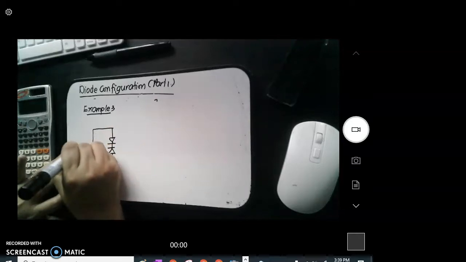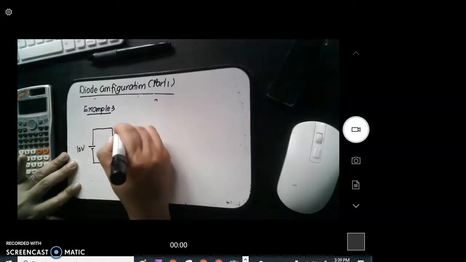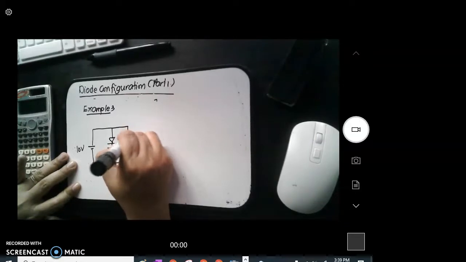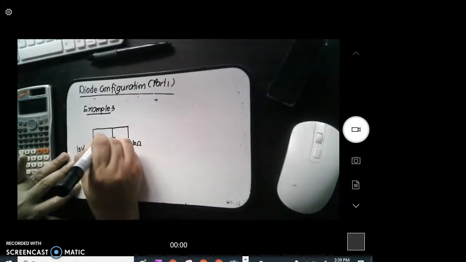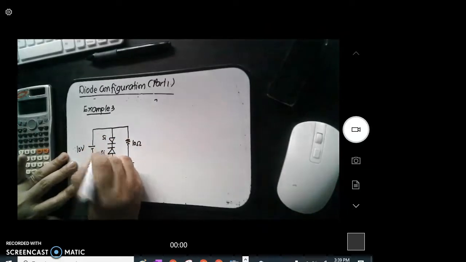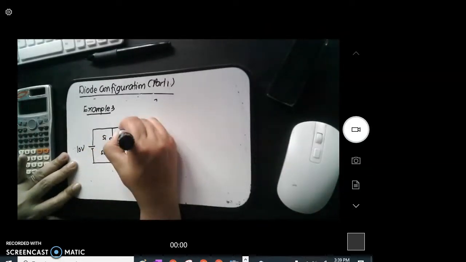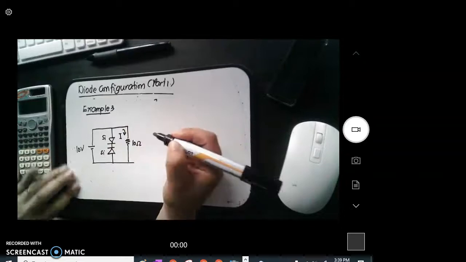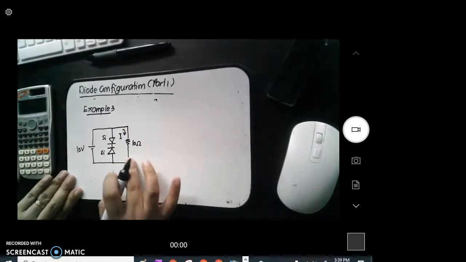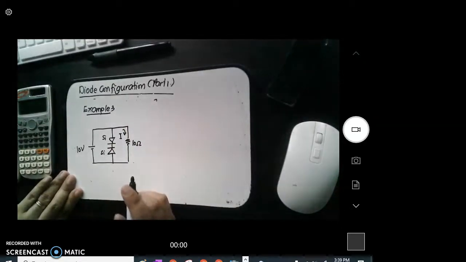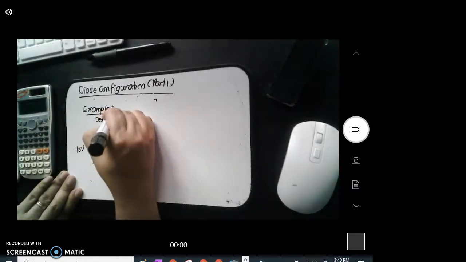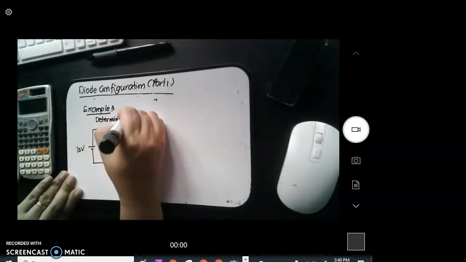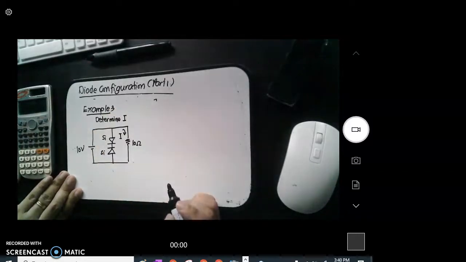Okay, we have a supply of 10 volts, and then we have here a resistance of 10 ohms. This is a silicon diode and that is also a silicon diode. So there is a current that flows through your 10 ohms. So what is being asked in this problem? We are asked to solve for the value of your current I. Determine the value of I.